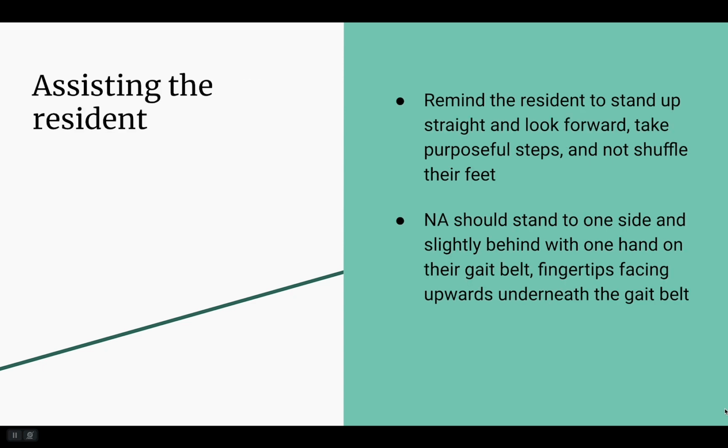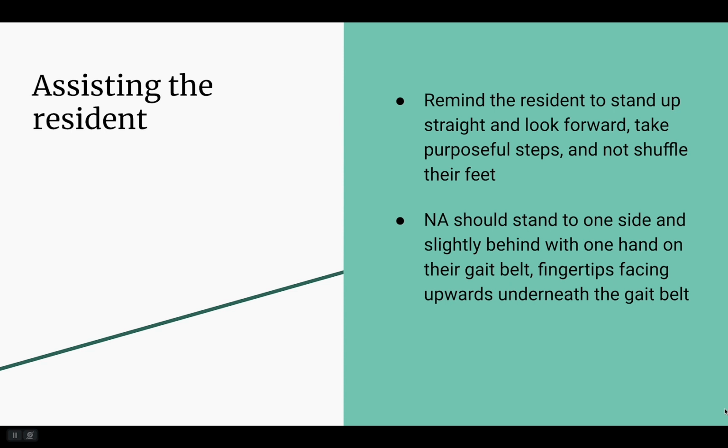Regardless of the assistive device used for ambulation, the NA should remind the resident to stand up straight and look forward when walking. The resident should be encouraged to take purposeful steps and to not shuffle their feet. The NA should stand to one side of the resident and slightly behind them, with one hand on their gait belt. If the resident has a weaker side, the NA should stand on that side. The NA's fingertips should be facing upwards underneath the gait belt for proper support.